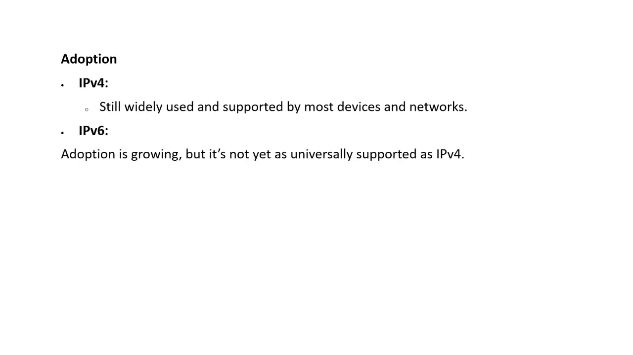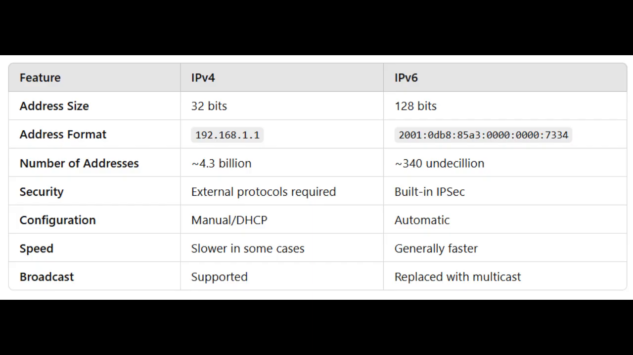8. Adoption. IPv4 is still widely used and supported by most devices and networks. IPv6 adoption is growing, but it's not yet as universally supported as IPv4. Here is a table showing the final differences between the two.